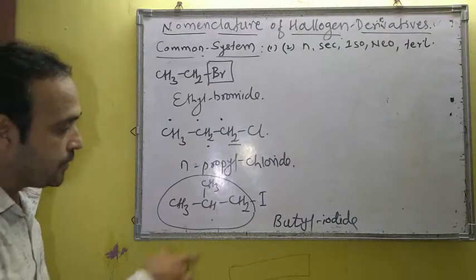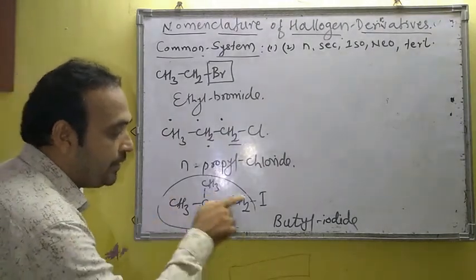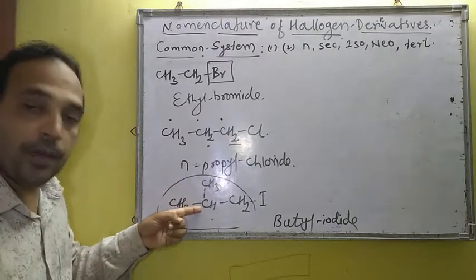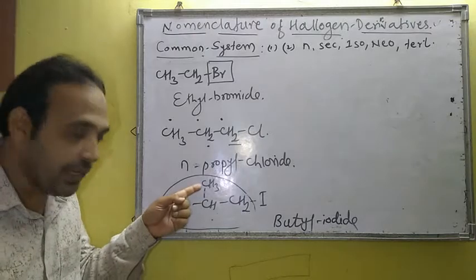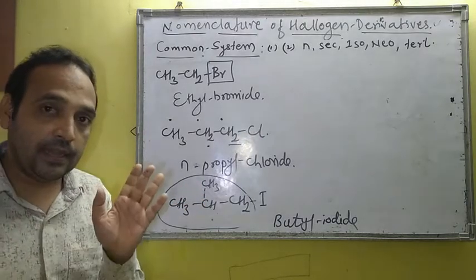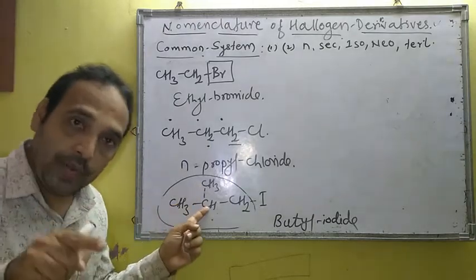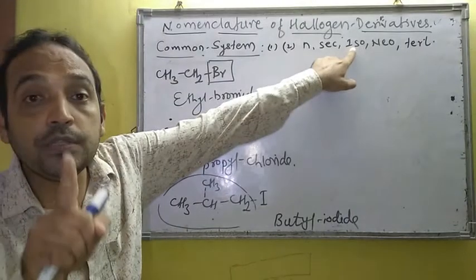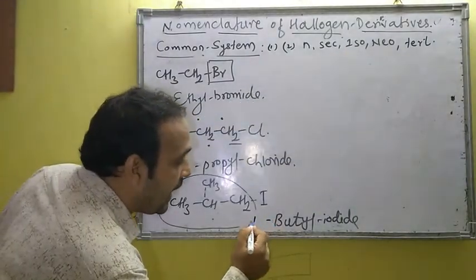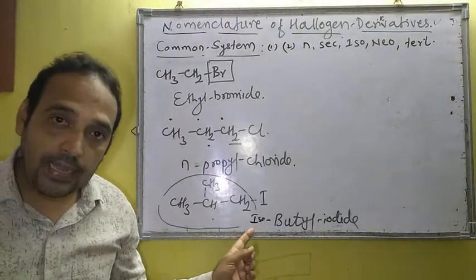Now when you observe this carbon chain, a methyl group is attached to carbon number 2. In Class 11 we studied that if a methyl group CH3 is attached to carbon number 2, the prefix used is iso. So the name of this compound is isobutyl.